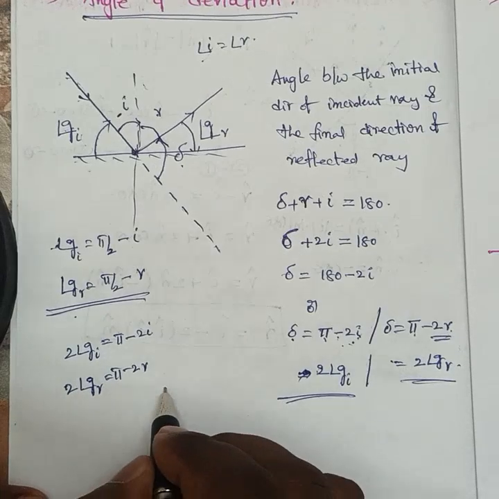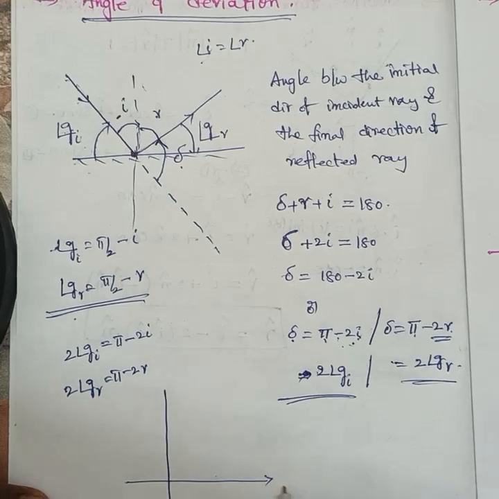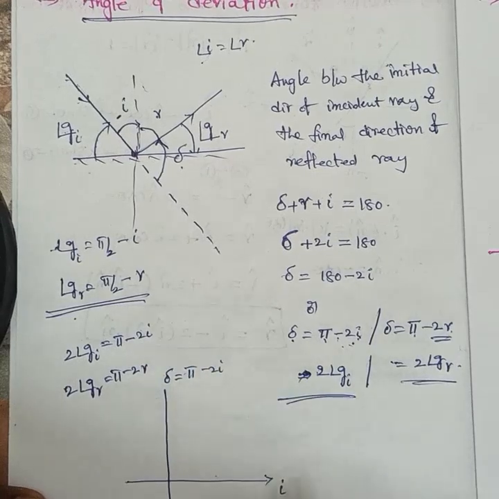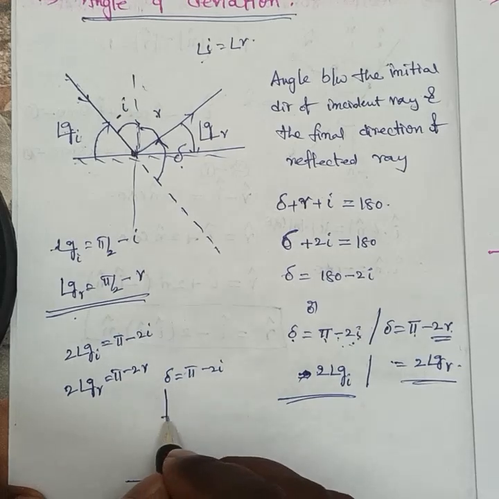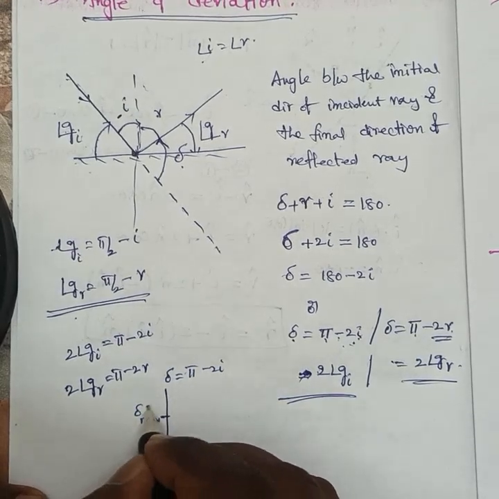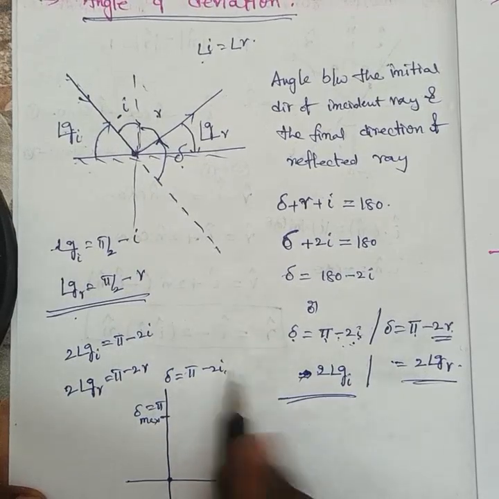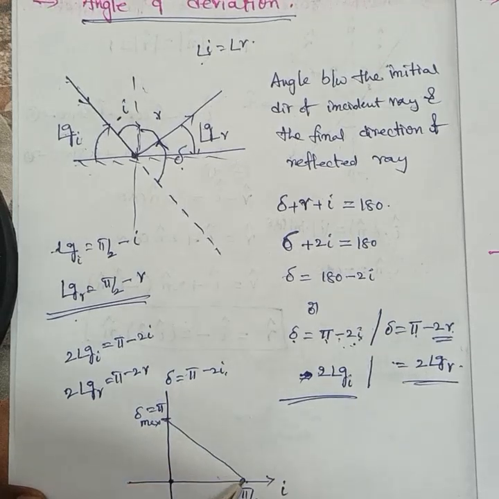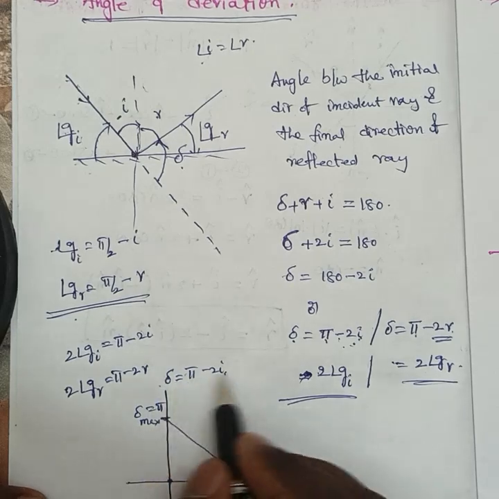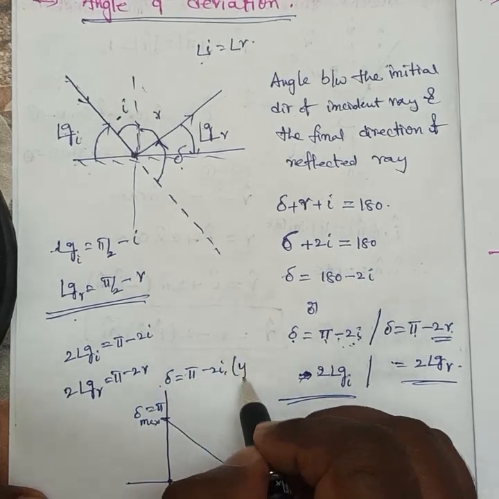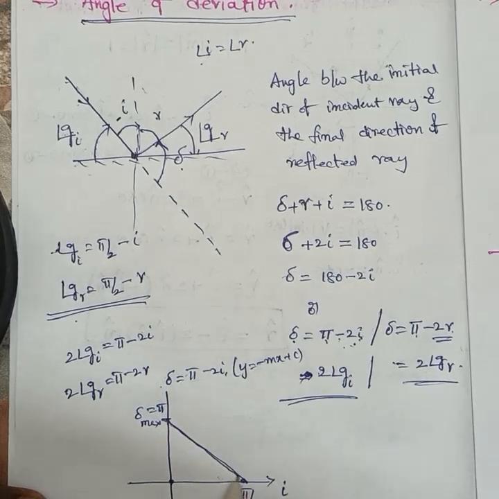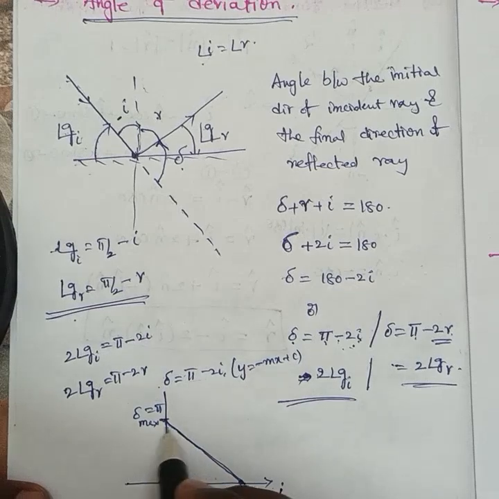Now you can see the graph of deviation versus angle of incidence. The deviation is nothing but pi minus 2 times the angle of incidence. If angle of incidence equals 0, we get the maximum deviation, that is pi. And when angle of incidence equals 90 degrees, that is pi by 2 radians, the deviation will be 0. So if you draw it, it is a straight line, why? Because the deviation is in terms of minus 2 times the angle of incidence. Compare this equation with y equals minus mx plus c. Hence it is a straight line which intersects the x-axis at pi by 2 and the y-axis at pi.